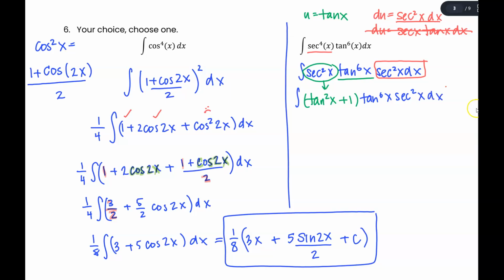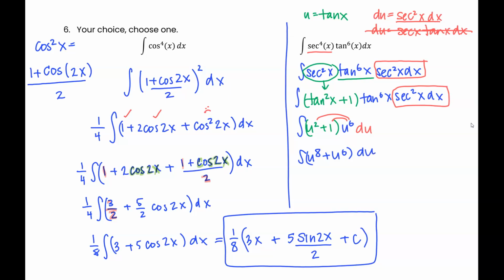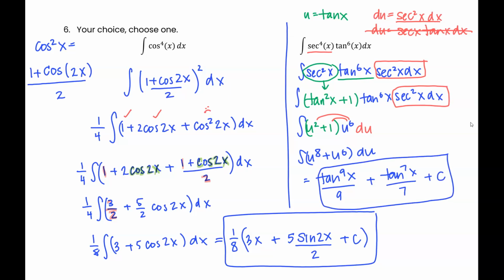All right, so now we're cooking, right? We've got everything in terms of tangent. I can go ahead and do my u sub now. We have u squared plus 1. Dang, I was way too nice last semester because we still don't have to do any distribution. I'll think about that as I write my tests this year. And so now we're at u to the 8th plus u to the 6th du. So I'm just going to go ahead and do the substitution back. We have tangent to the 9th over 9 plus tangent to the 7th over 7 plus c, all of that, tangent of x, right? Cute.